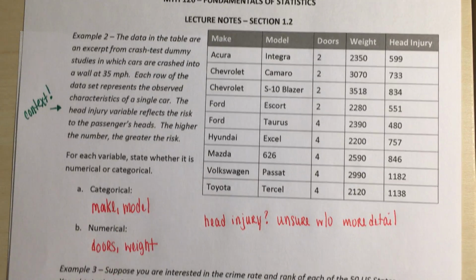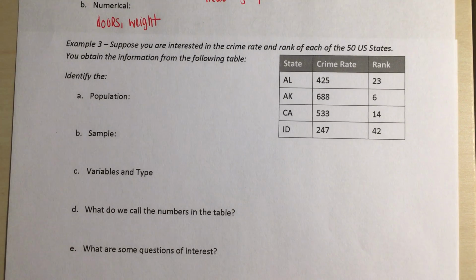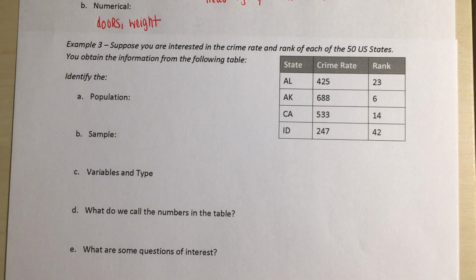All right, let's look at one more example, exploring these ideas of categorical versus numerical. Suppose you were interested in the crime rate and rank of each of the 50 United States. You obtain the information from the following table. Identify the population, the sample, our variables, and our type. We're asked what we call the numbers in the table, and what some questions of interest are.